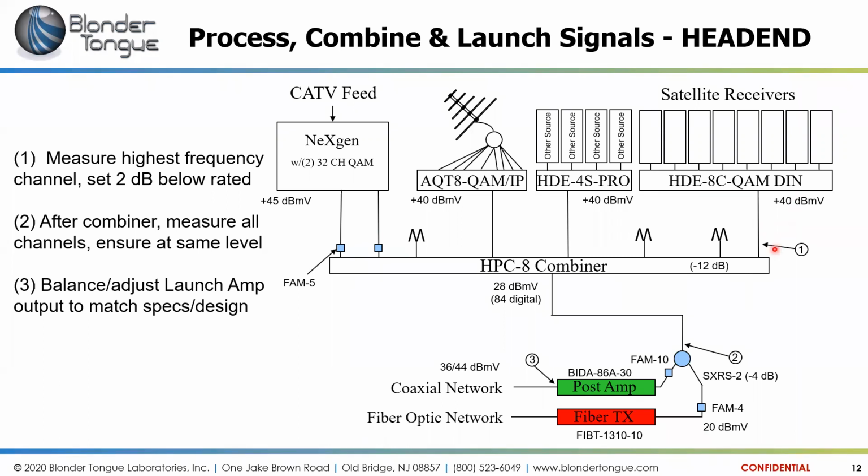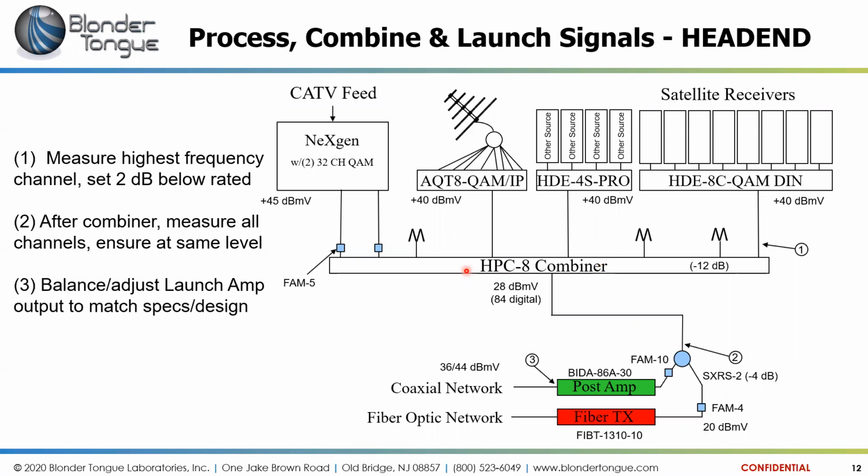I'm going to go directly on the output of that with my meter, and I'm going to set that highest channel. Let's assume that the highest channel on my system is coming off of this device. I'm going to set that to 38 dBmV. Now, why do I do that? The next thing I come through is an HPC 8-port combiner. Passive device, essentially an 8-port splitter with high isolation between the ports, but an 8-port splitter used backwards as a combiner.